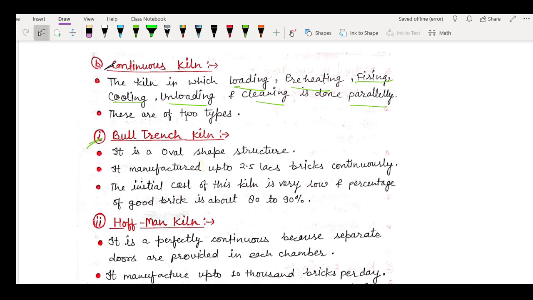bull trench kiln. It is an oval shaped structure. It manufactures around 2.5 lakh bricks continuously, so the rate of production is much higher than clamp burning. Third, the initial cost of this kiln is very low and the percentage of good bricks is about 80 to 90%. So the quality which comes out from the bull trench kiln is very good.